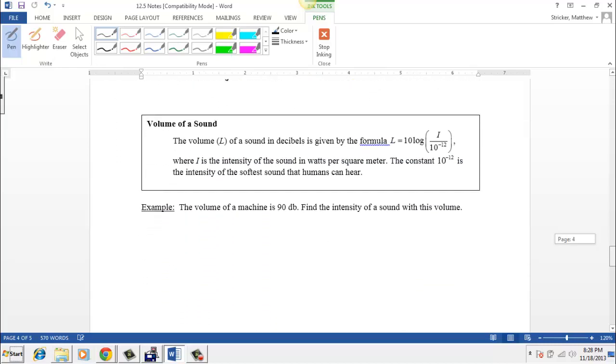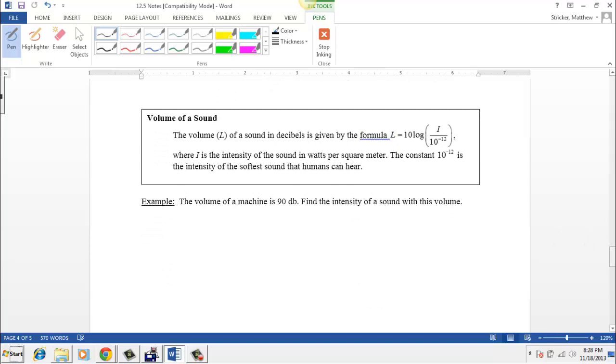Okay, and then the last one is sound. One of the ways we measure sound is in decibels. And so the volume L of the sound in decibels is given by the formula L equals 10 times the log of I over 10 to the negative 12. It's this formula here, where I is the intensity of the sound in watts per square meter, and the constant 10 to the negative 12 is the intensity of the softest sound that humans can hear. And so it says the volume of a machine is 90 decibels. Find the intensity of a sound with this volume.